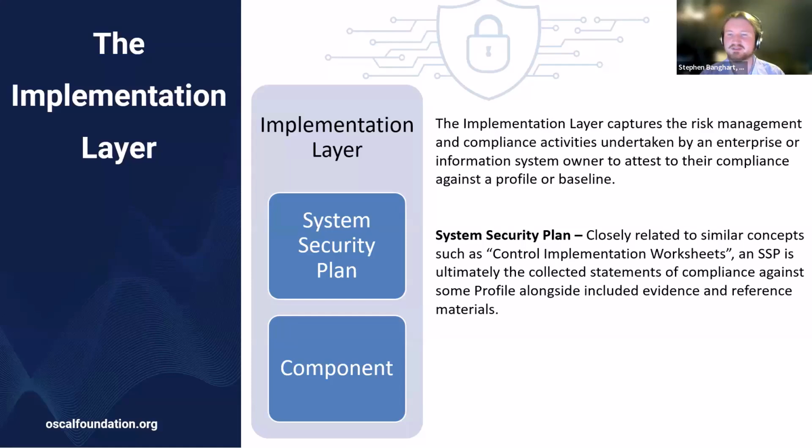To that end, a system security plan, sometimes called a control implementation worksheet or similar concepts, depending on the framework that you're coming from. An SSP, at the end of the day, is a collection of statements of compliance and of adherence against some given profile. In the FedRAMP world, this is also called an SSP and would be written against one of the three profiles that FedRAMP provides: low, moderate, or high.